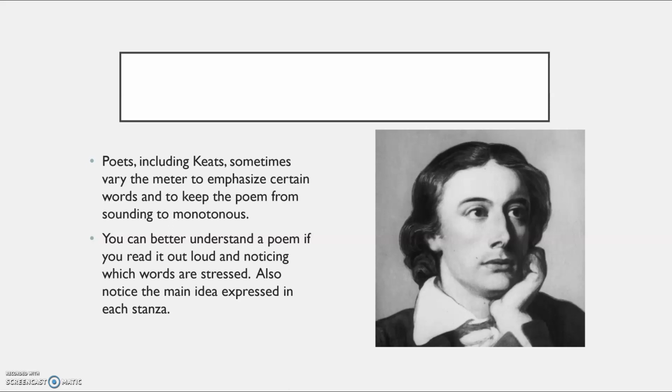Poets, including Keats, sometimes vary the meter of a poem to emphasize certain words and to keep the poem from sounding too monotonous. So if you have a set meter or a set beat, and then that beat changes all of a sudden, it adds a little bit of life to the poem, and it kind of throws the reader off, or it should throw you off a little bit, and it allows you to pay attention. It's not like somebody speaking where you're like, oh, it's so boring. It gives a little livelihood to it.